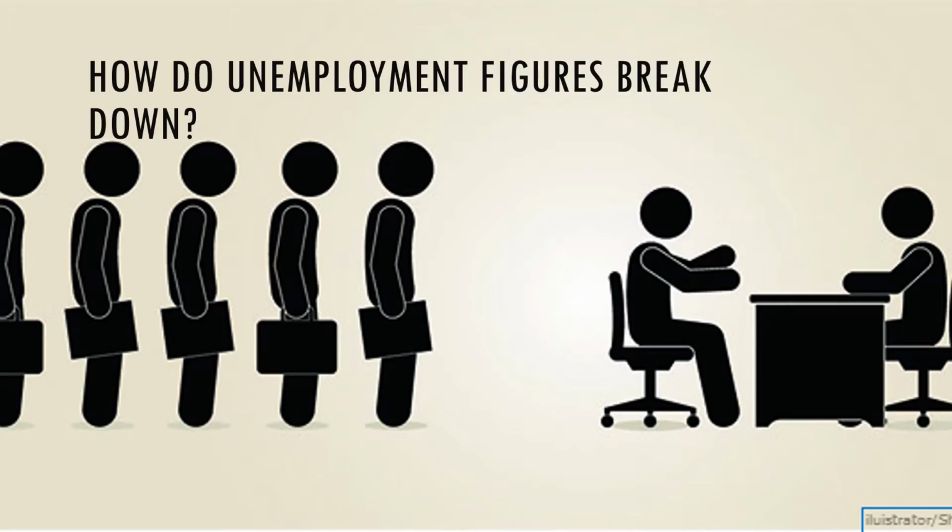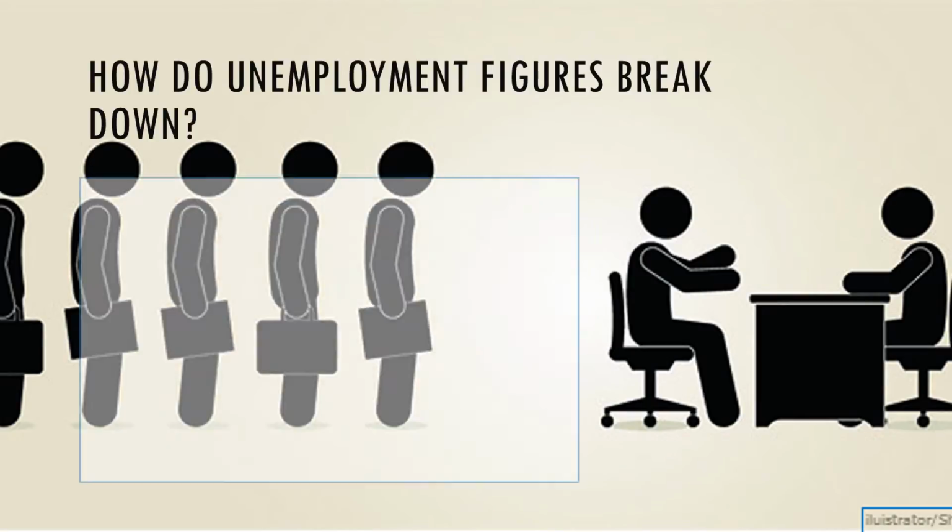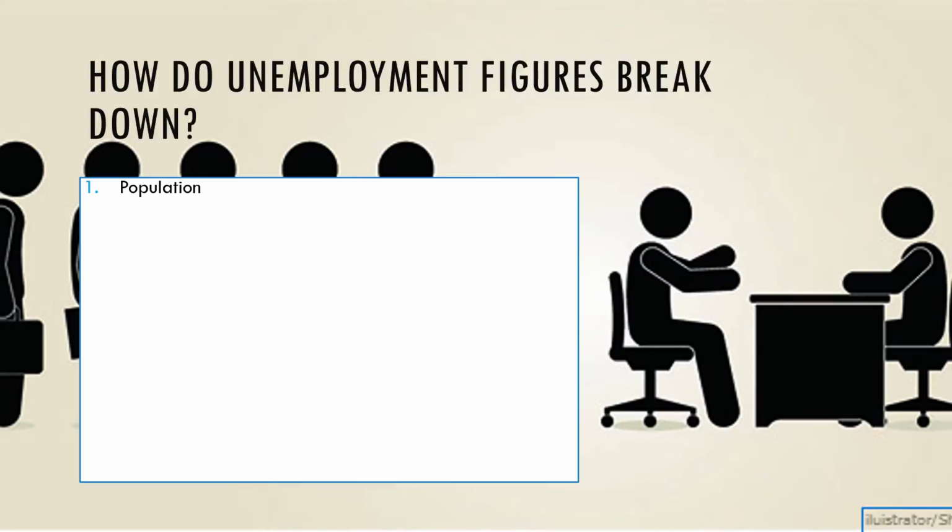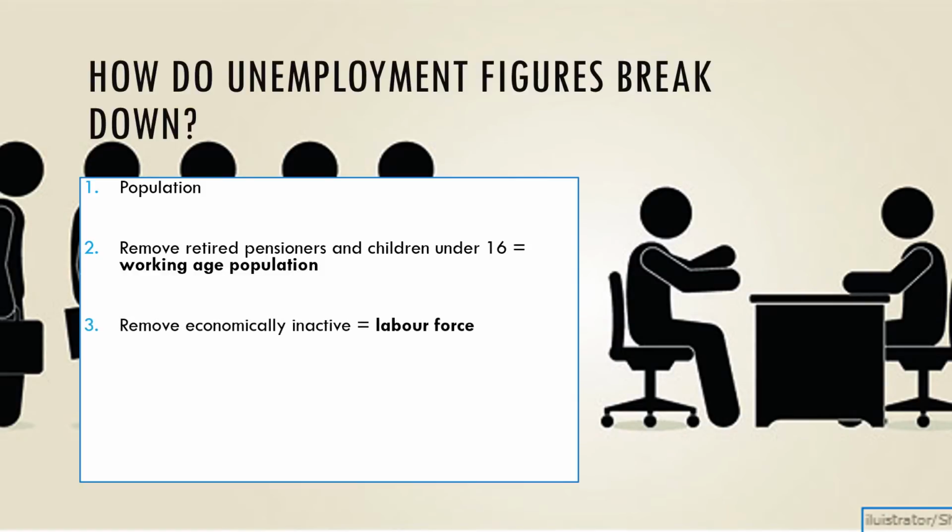Okay, so let's break down how we get to unemployment figures in the UK. Right, step one, let's take the population, everyone in the UK as a whole. Now let's remove people who are retired pensioners, so over 65 and retired, and children under 16. What we're left with is the working age population, people aged 16 to 64. Okay, now if we remove the people who are economically inactive, so all the students, the people who've taken early retirement, the long-term sick, we're left with the labour force. Now if we remove those people who are economically active and have jobs, we are left with the unemployed. So you can see there's a trickle-down effect here, which we narrow it down to get from the population to the working age population to the labour force and then to the number of people unemployed.